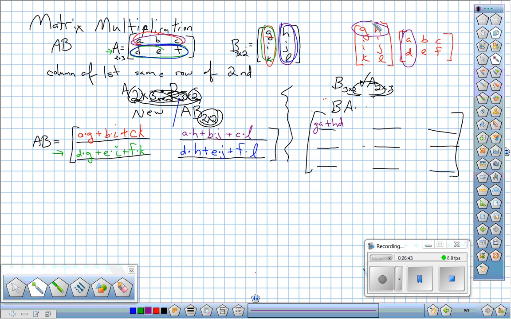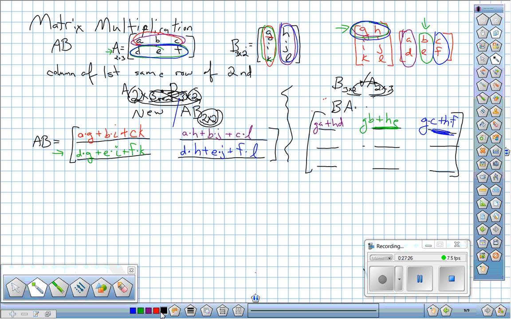Then I will do this next, the same row, because I'm still in the top row. I'm going to work on this one. If I just kind of name this entry, I am in row 1, column 2. I would have G times B plus H times E. In my first row and my third column, I will have G times C plus H times F.